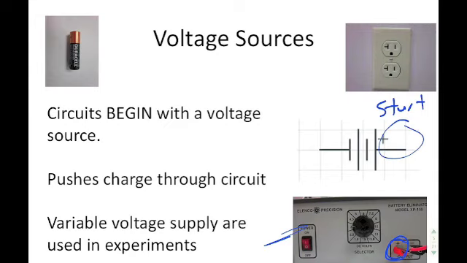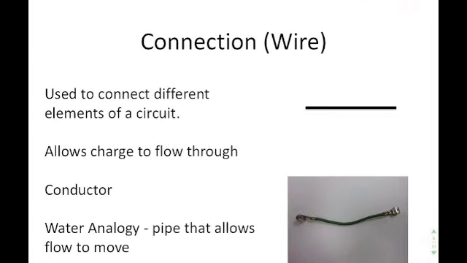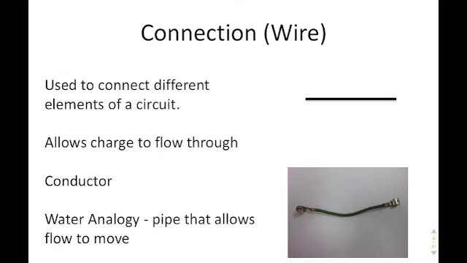But the voltage source provides the push that moves the charge through the circuit. So you're moving some sort of energy, some sort of charge through the circuit, and the voltage provides that push. The next thing you have is a connection, and specifically we call it a wire. A wire is just a straight line symbol. It's really nothing, but it's what allows the charge to flow through the circuit. In order to have a functioning circuit, you can't have any breaks in the circuit.